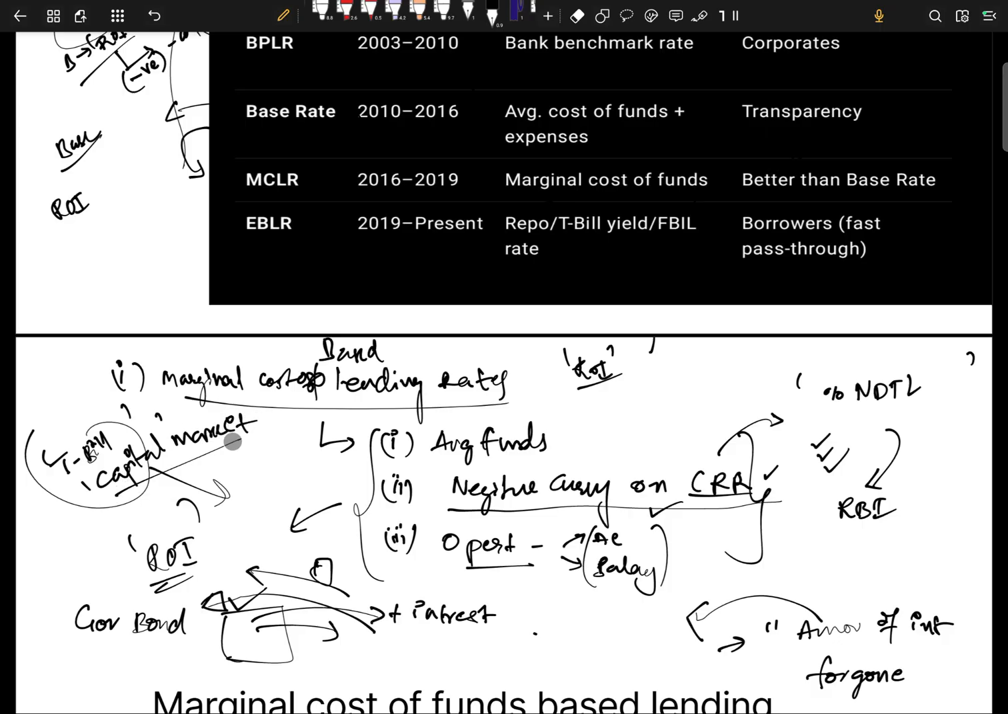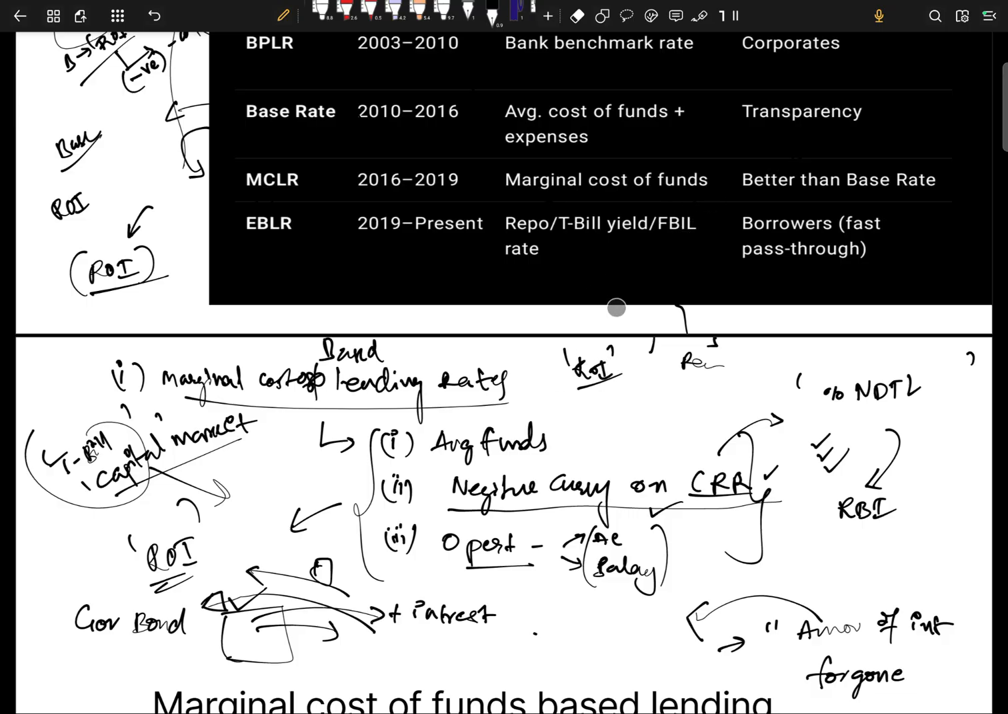But as of now, understand this: as of today, the rate of interest decided by the banks is based on external benchmark based lending rates, which means that the banks have to follow the repo rate, follow the treasury bill yield, follow the rates that have been declared by Financial Benchmarks India Limited, right?